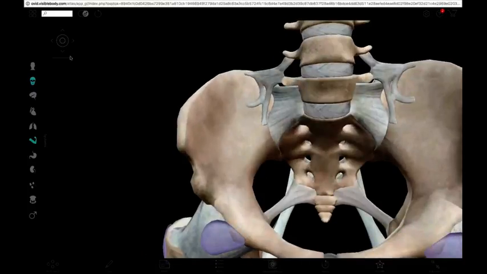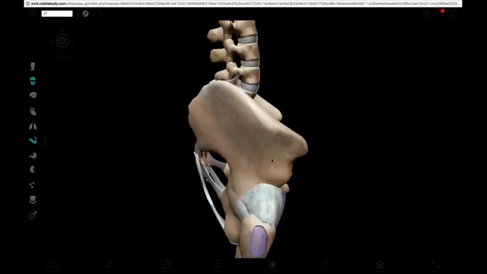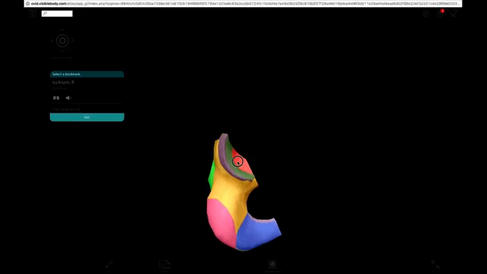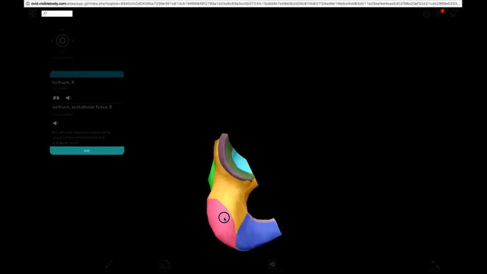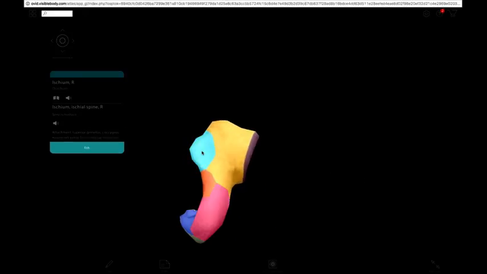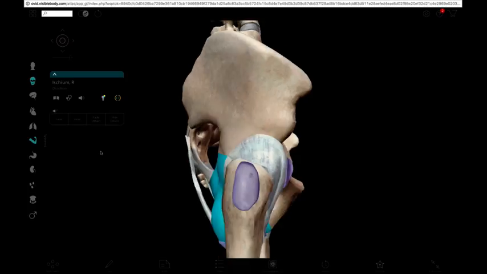And something else we should look at, one of the parts of the ischium, and we can highlight this real quick. This is ischium, if you remember. So if we look at it, here you can see its contributions to the acetabulum. This large area is the ischial tuberosity. That's what you should be seated on now. And there is an ischial spine right there. So we can get rid of him.